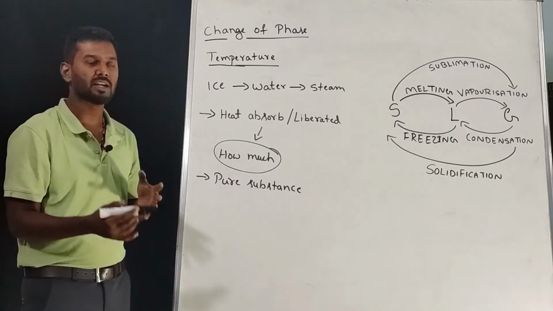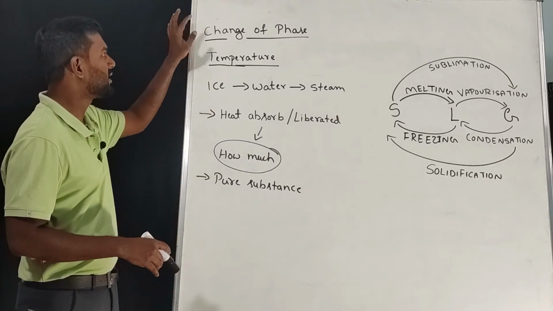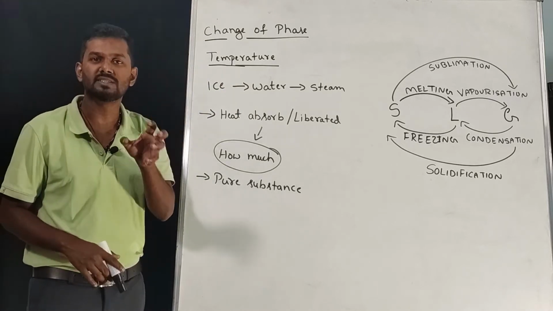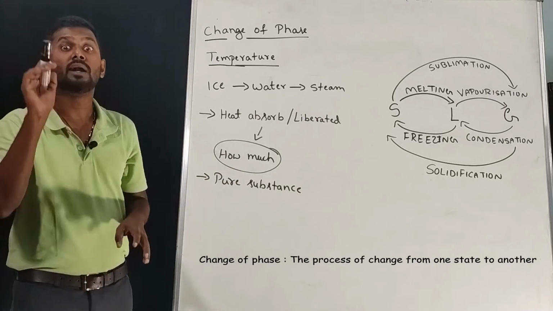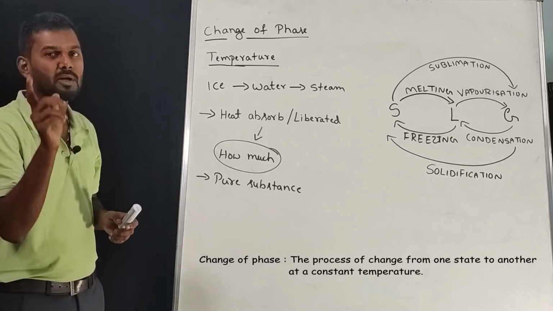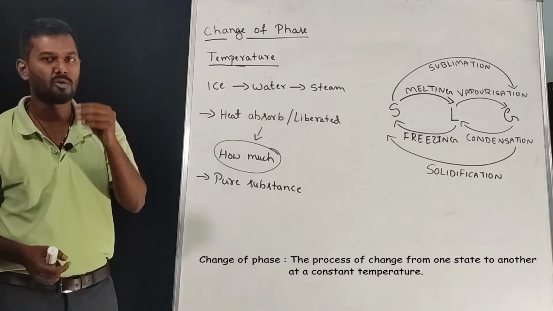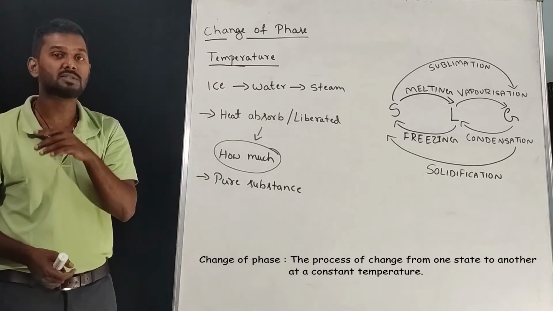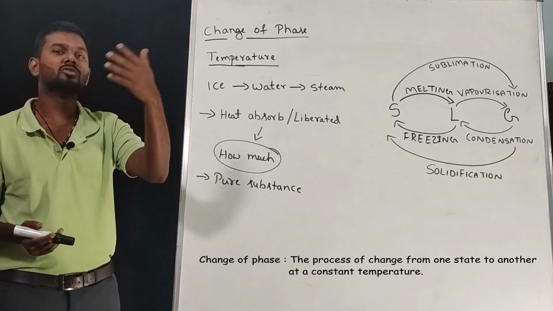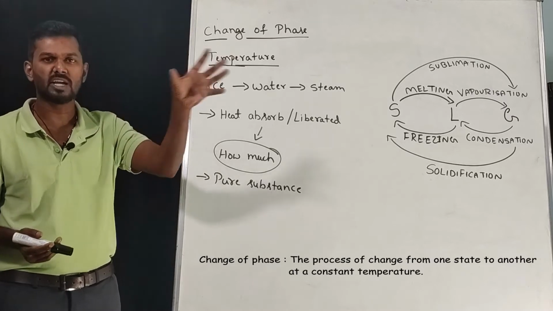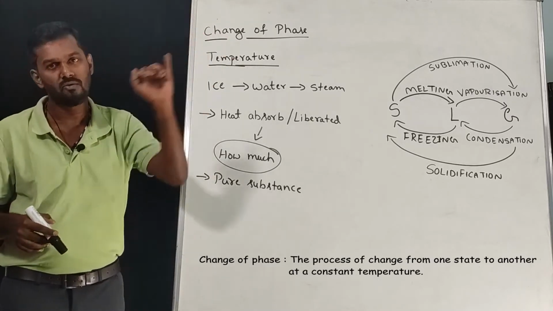Now we'll start the understanding from the complete basics. Listen, first we need to understand what is change of phase. Change of phase is nothing but change of state of matter from one to another at a constant temperature. Keep that in mind. Like from solid to liquid, or liquid to solid, or liquid to gas. Any change of state at a constant temperature is called change of phase.